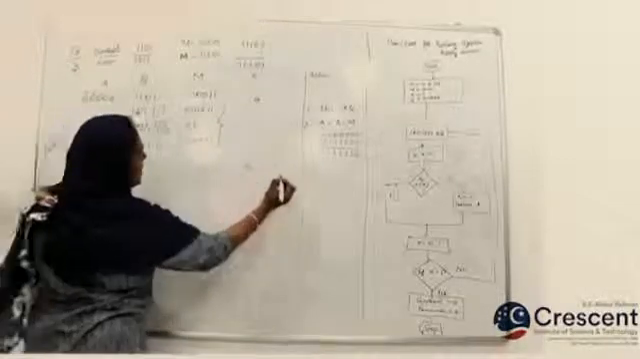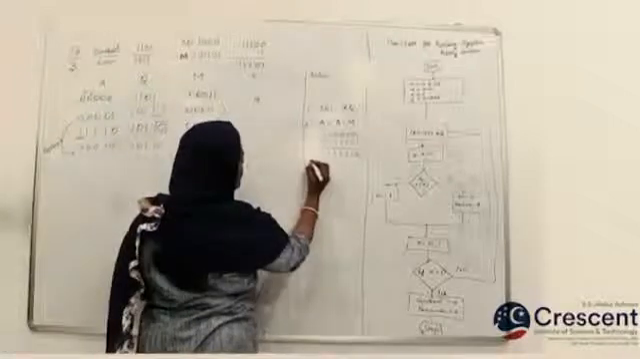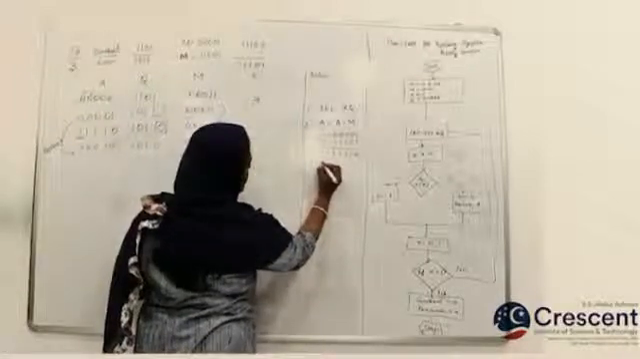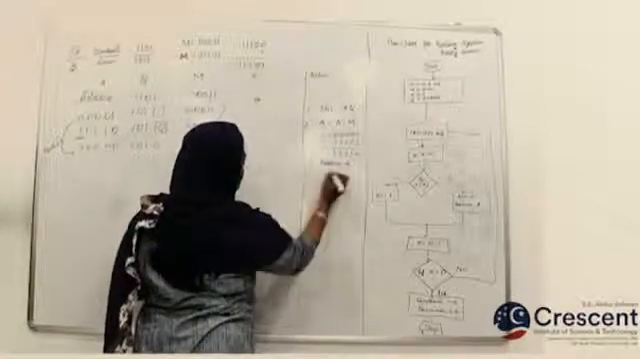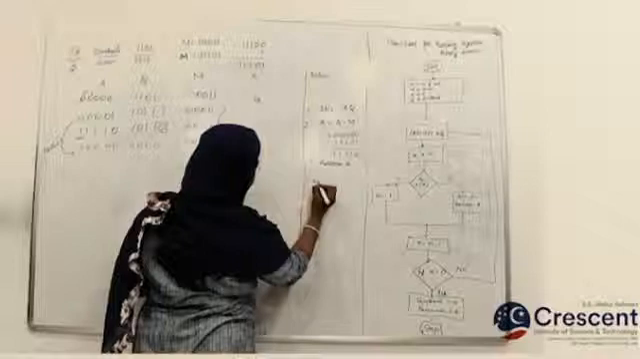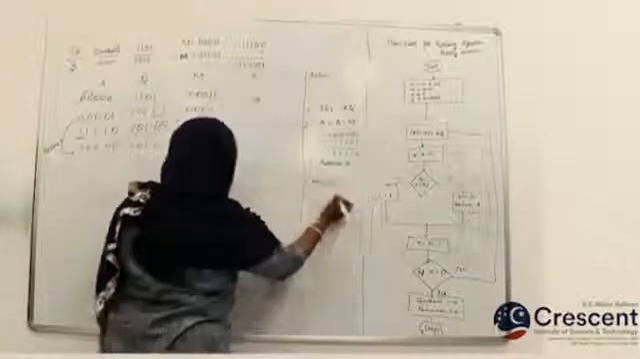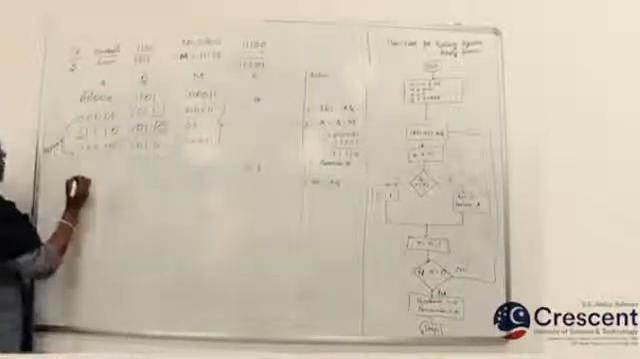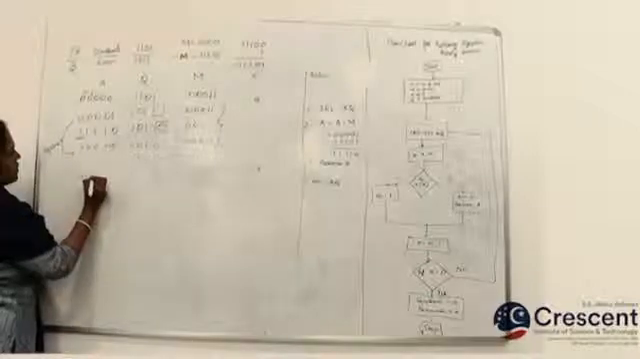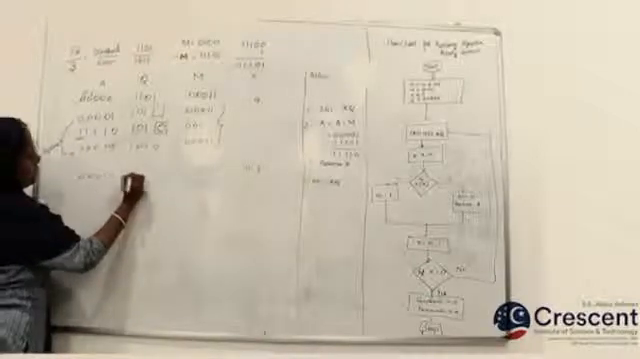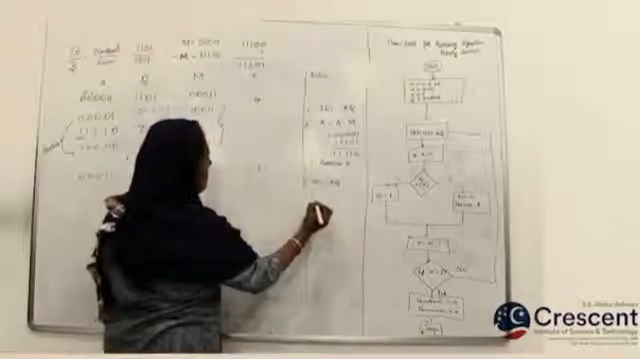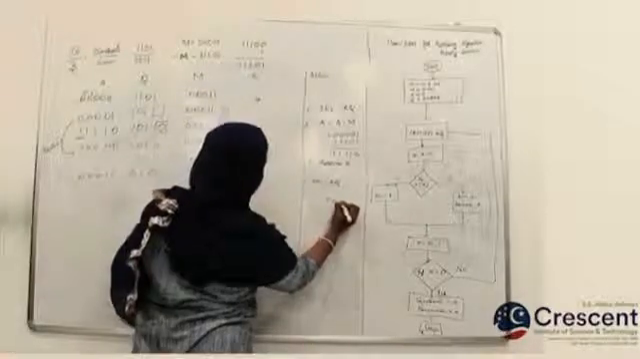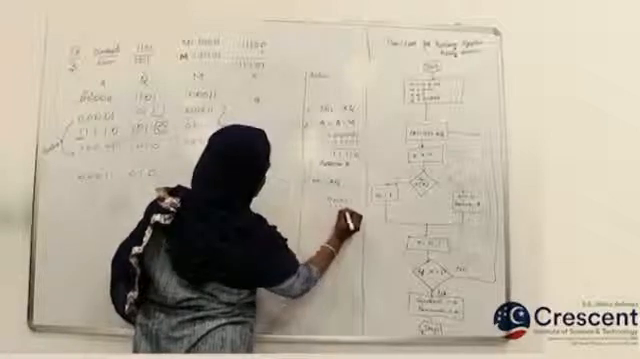So again I start the next iteration. Now again I start with shift left AQ. So when I shift left AQ, I get 0, 0, 0, 1, 1 and 0, 1, 0. Now again I perform A minus M, 0, 0, 1, 1 with 1, 1, 0, 1.